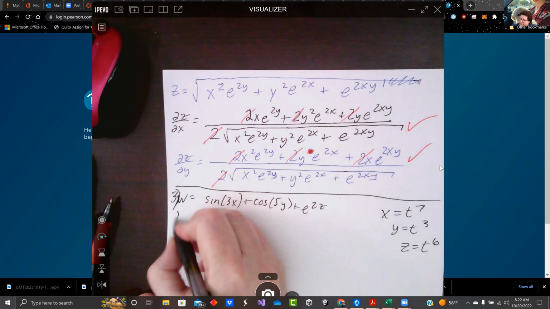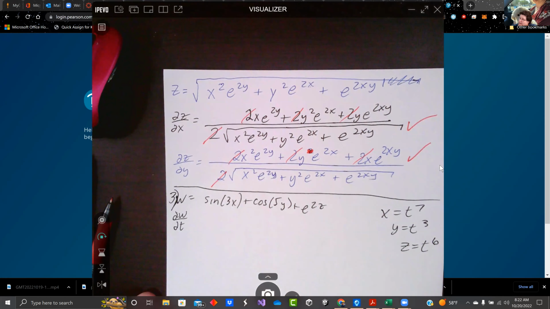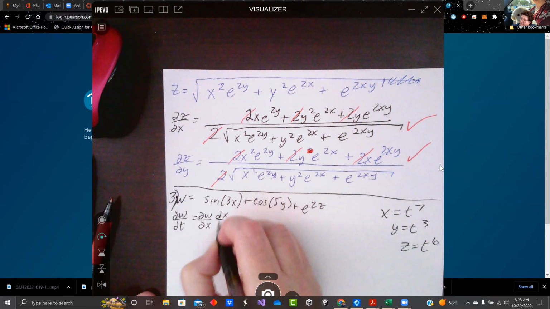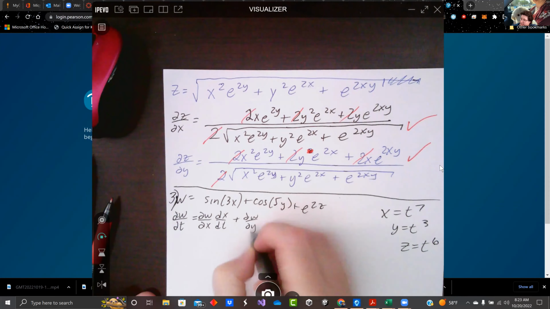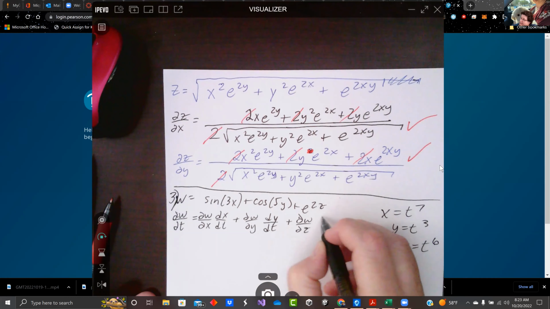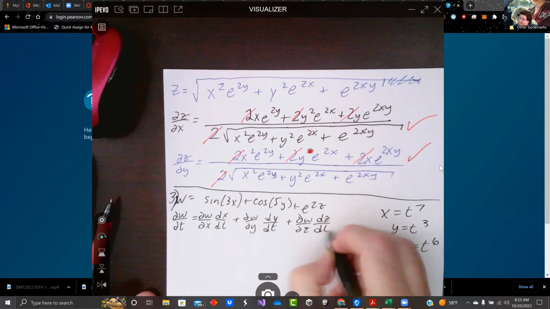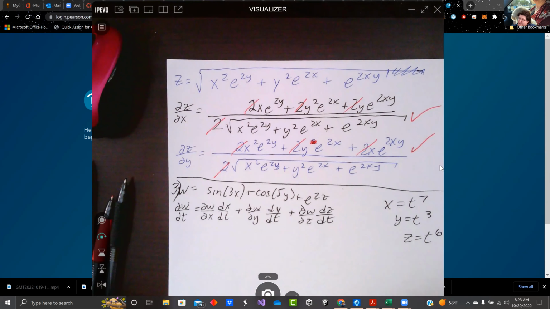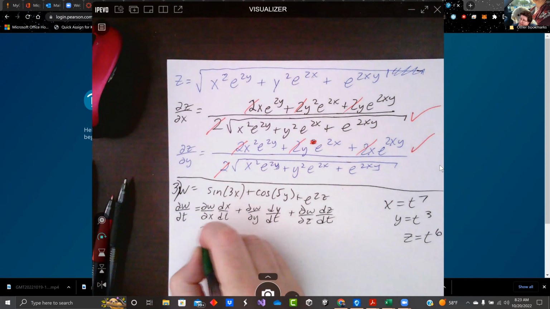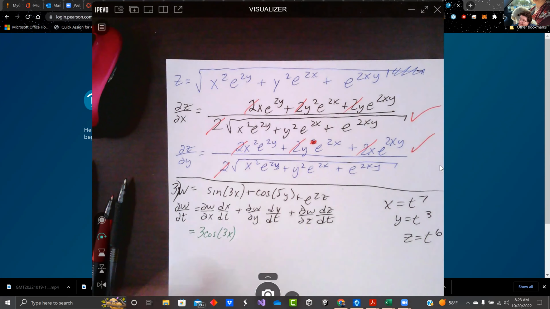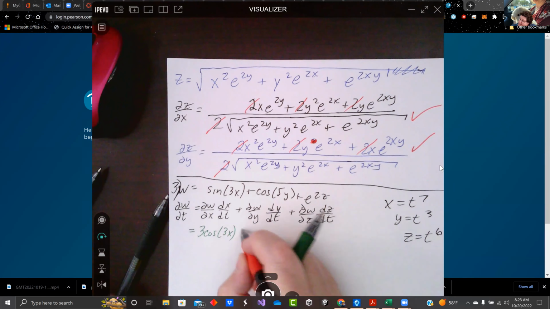And we're finding dw dt. dw dt is going to be dw dx dx dt plus dw dy dy dt plus dw dz dz dt. So derivative with respect to x is 3 cosine 3x. And then I've got dx dt, I'll do that part in red, is 7t to the 6th.